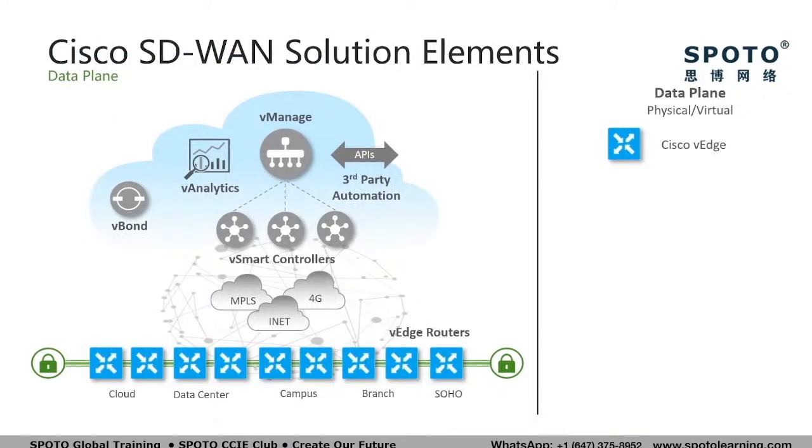Cisco vEdge, this is the data plane. We have discussed the control plane and controllers. This is the data plane. It's Cisco vEdge. Cisco vEdge routers are the data plane elements of the Cisco SD-WAN fabric. They are, in essence, WAN edge routers, positioned everywhere the SD-WAN fabric needs to be extended to. vEdge routers are responsible for encrypting and decrypting application traffic between the sites.